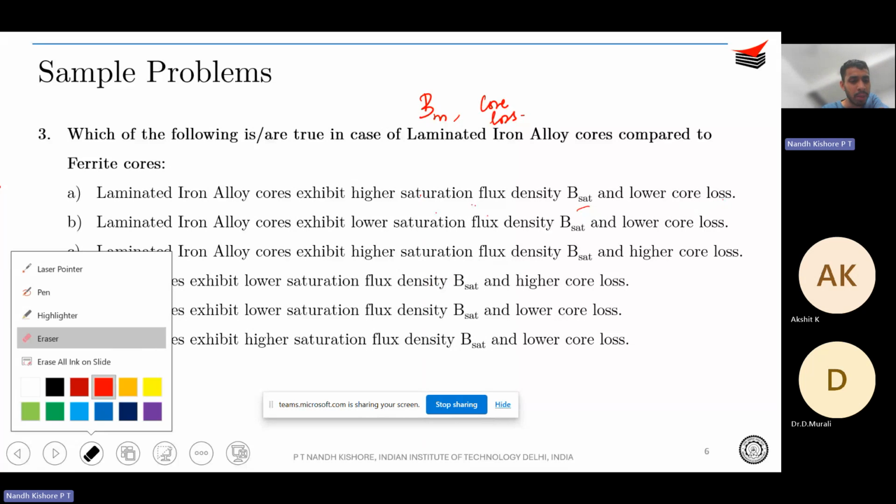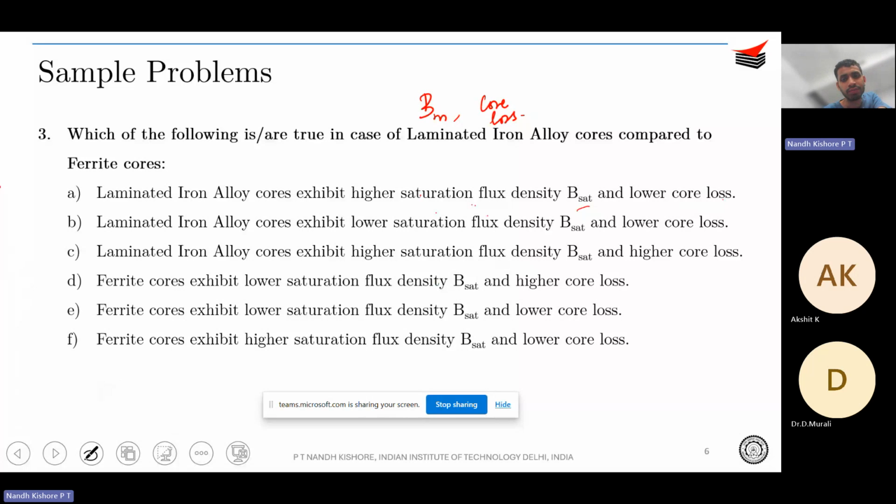About this, you would know from the lecture slides also that iron alloy cores have higher saturation flux density. This is an advantage. However, they have a higher core loss. And this makes laminated iron alloy cores non-employable for high frequency operations because they have a higher core loss. You know that the core loss would increase with increase in frequency. Therefore, you can't use them for high frequency.